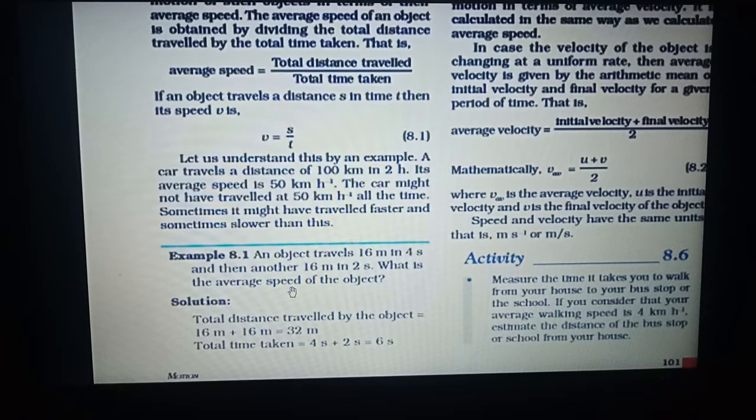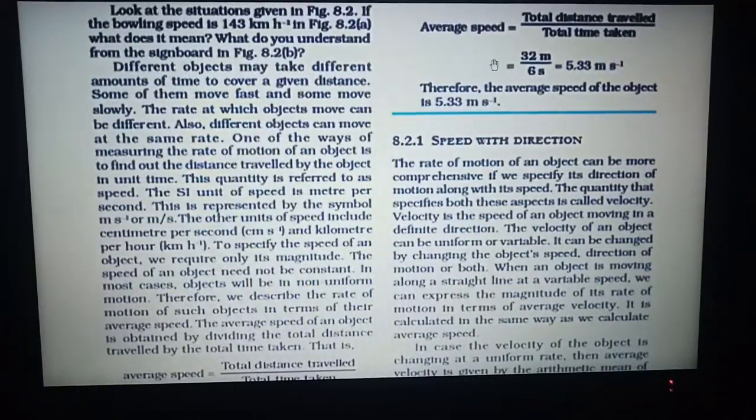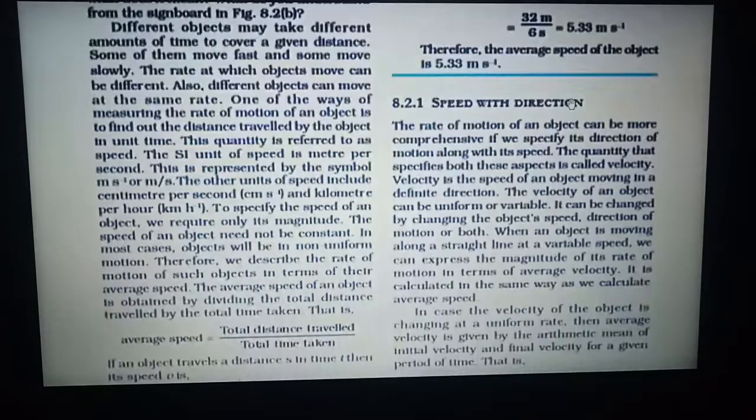The average speed is equivalent to total distance covered upon total time taken. Here the total distance is 16 meters and 16 meters, both are 32 meters in total. 4 seconds and 2 seconds, both are 6 seconds in total. Now putting the values in the formula, average speed is equal to total distance travelled upon total time taken, which is equivalent to 32 meters upon 6 seconds. The resultant is 5.33 meters per second, which is the average speed.